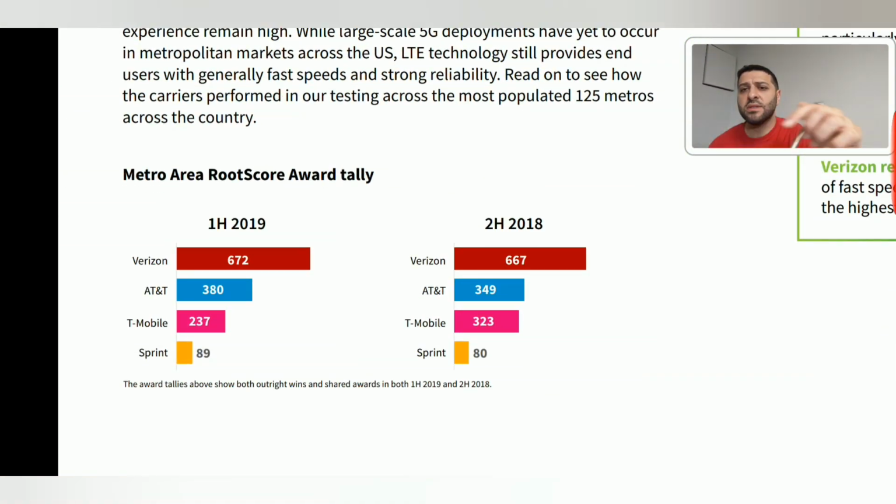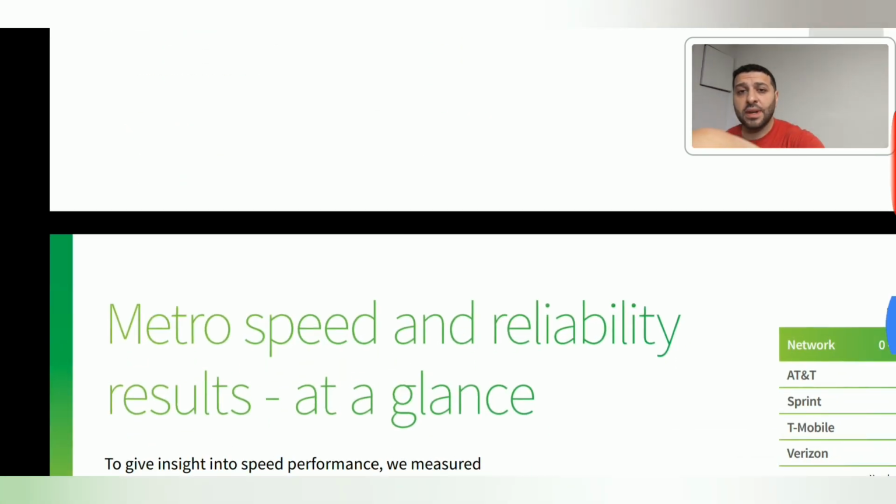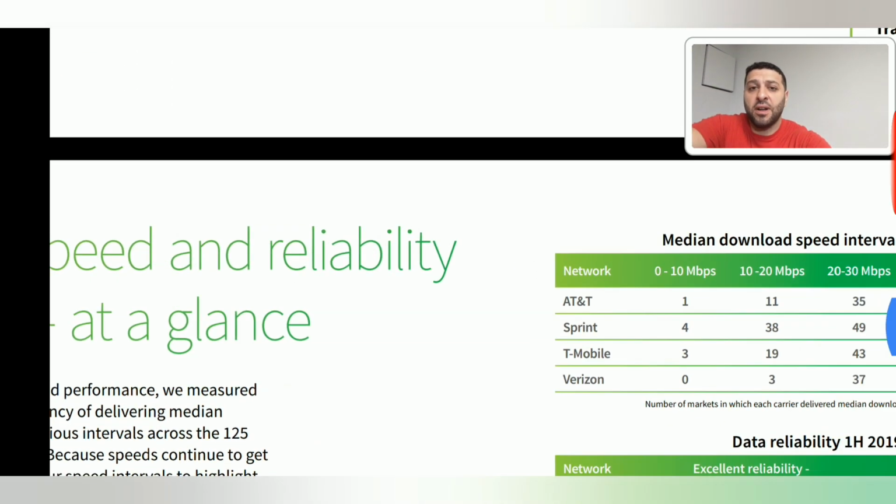Here's the metro tallies. So this is metropolitan areas and markets. Verizon, continuing, they actually increased their metro area tallies. So this is like how many markets they performed the best in. So Verizon with the most, AT&T with the second most, T-Mobile in 3, Sprint in 4th. So that's consistent from last testing half to this testing half. Notice that Sprint added some metropolitan areas. Notice that T-Mobile lost some metropolitan areas. Not sure what happened there. AT&T added and Verizon added. So kind of interesting to look at the metropolitan breakdown.